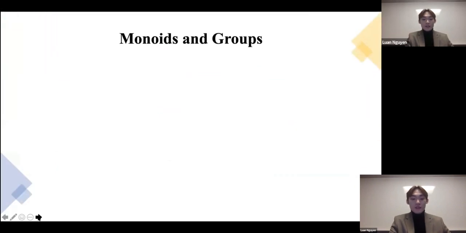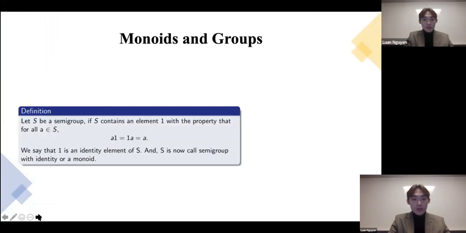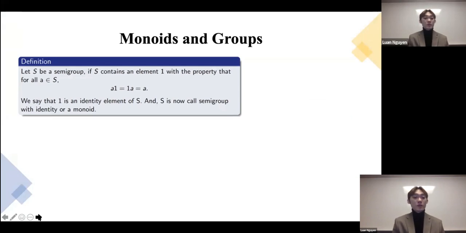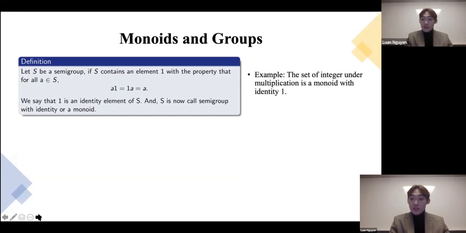Here is the clear definition of a monoid. Let S be a sigma group. If S contains an element 1 with the property that for all A in S, A times 1 equals 1 times A equals A, we say that 1 is an identity element of S, and S is now called a sigma group with identity, or a monoid. The set of integers under multiplication is a monoid with identity 1.